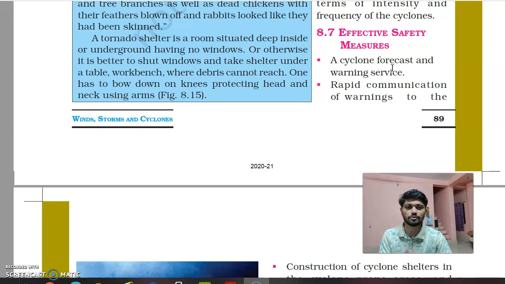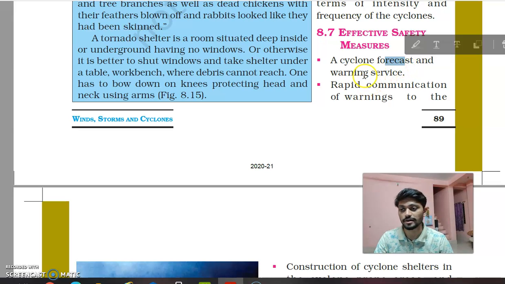It could give us time of maybe 48 hours, at least two days of time. So the people living in the coastal region can move themselves from such dangerous places to somewhere else temporarily, and once the cyclone is gone, they can again go back to their place. So if we have a cyclone forecast, it could be a safety measure.